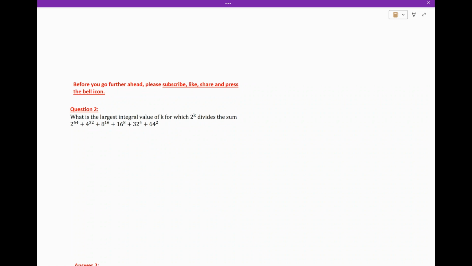Now let us see what is the next question. The question is, what is the largest integral value of k for which 2 to the power of k divides the sum 2 to the power of 64 plus 4 to the power of 32 plus 8 to the power of 16 plus 16 to the power of 8 plus 32 to the power of 4 plus 64 to the power of 2.